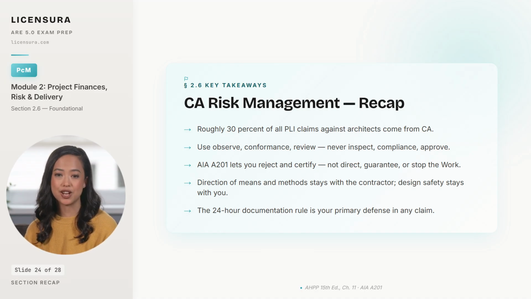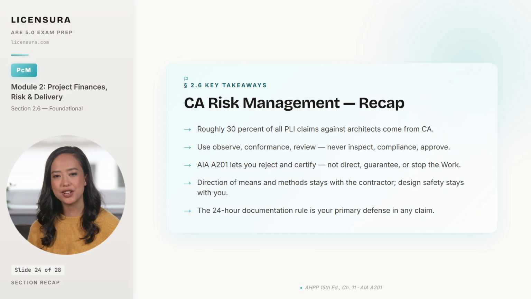First, roughly 30% of all professional liability claims against architects originate during construction administration, and the underlying cause is almost always some combination of imprecise language, role confusion, and weak documentation. 3 things you can control. Second, the language discipline is non-negotiable.